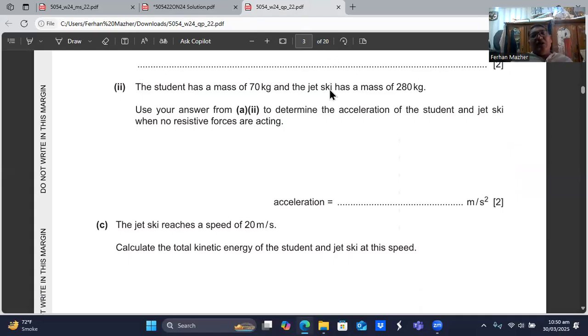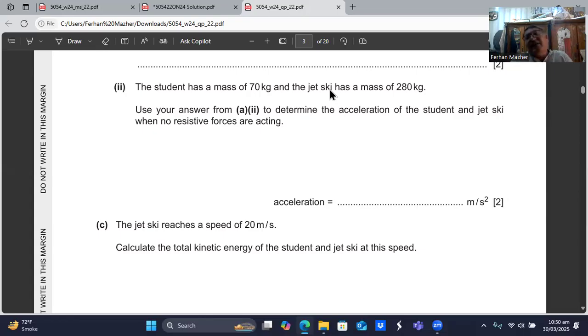Okay, the question number 1B, second part. The student has a mass of 70 kg and the jet ski has a mass of 280 kg. Use your answer from the A second part to determine the acceleration of the student and the jet ski when no resistive forces are acting. We know the force and we can find out the acceleration.